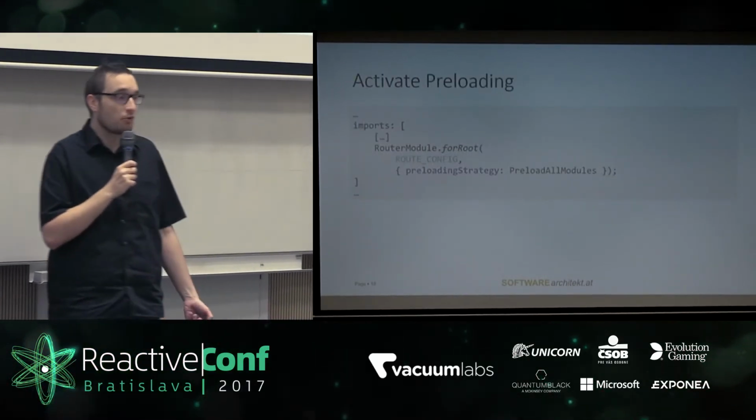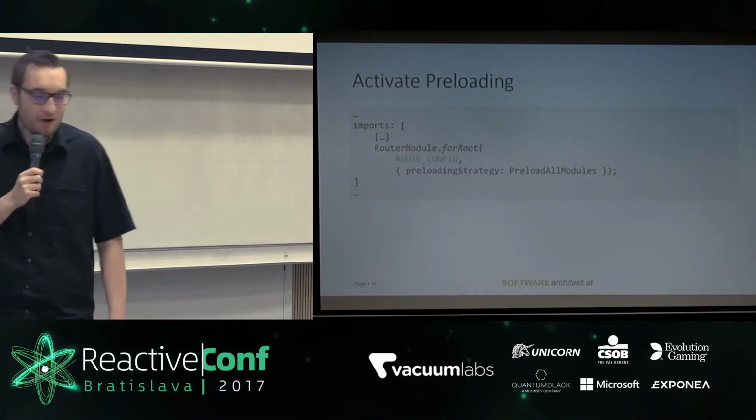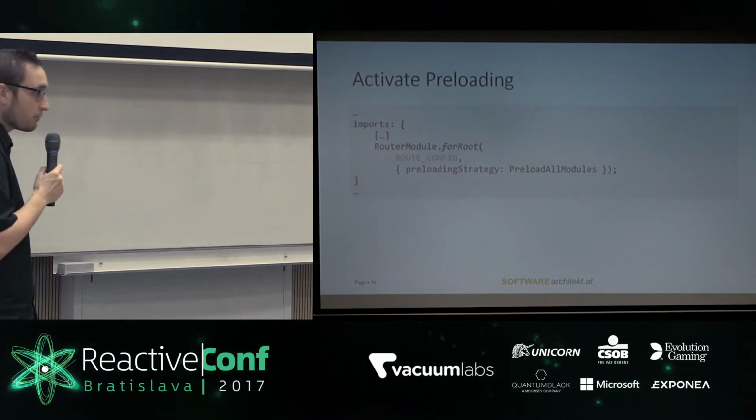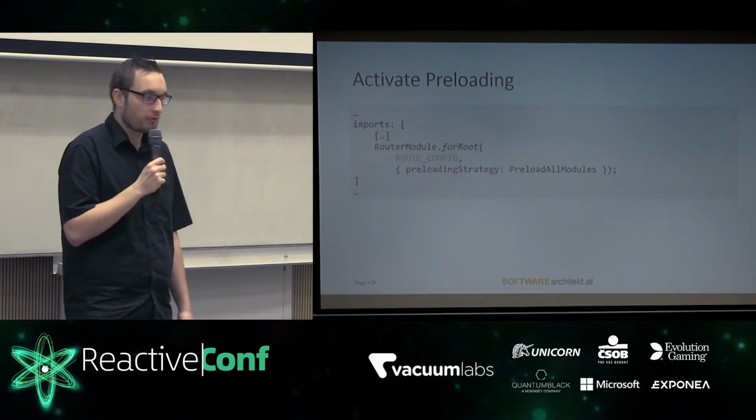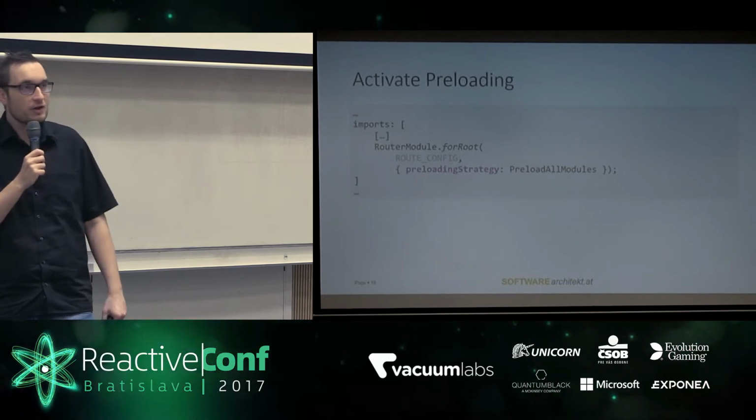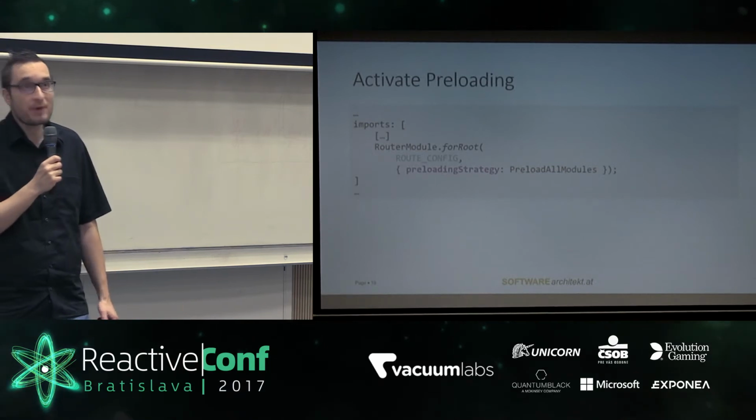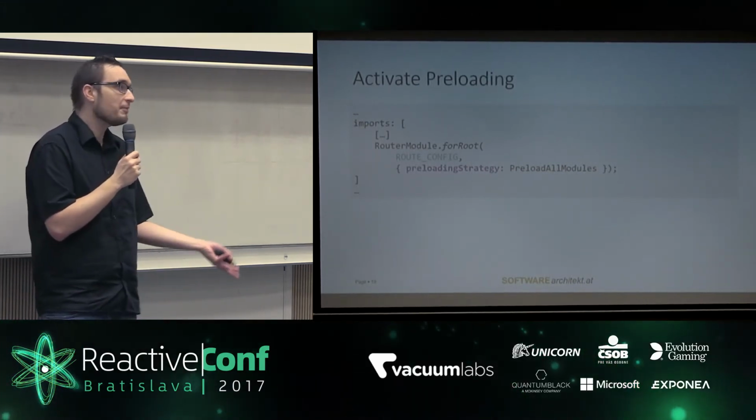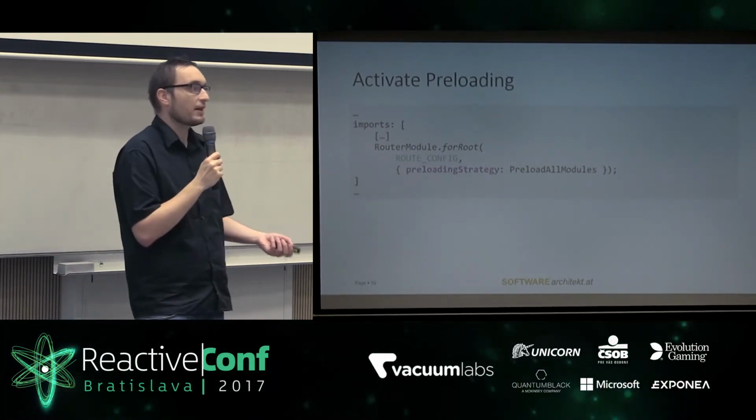What does it take to go with preloading? We just need to register a preloading strategy when we are setting up our main routes. To set up the main routing table, we are normally using forRoot. RouterModule.forRoot, we are passing in our array with the routing configuration. This array is called routeConfig here. And then we can pass in a parameter object. And as part of this parameter object, we can define, for instance, a preloading strategy.